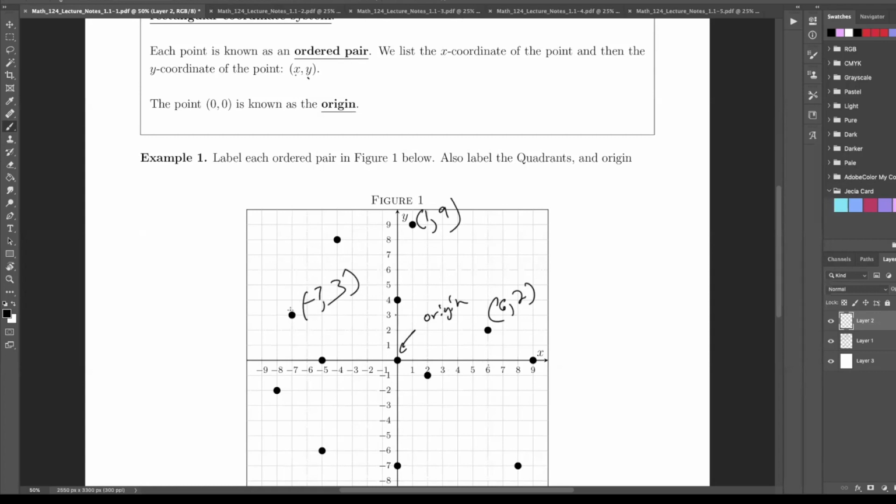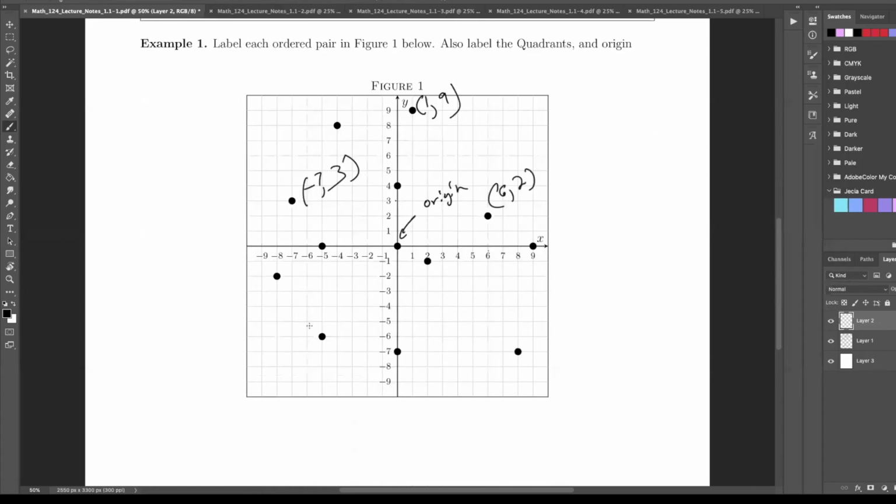We won't do all of them, but we'll do a couple of them. So just real quick in chat, what would this point be? I'll have you give me one or two answers, you can just type them out. It is -5, -6. Correct, that's it. I use Photoshop, so I can just hit a button and magically everything. So this is -5, -6.